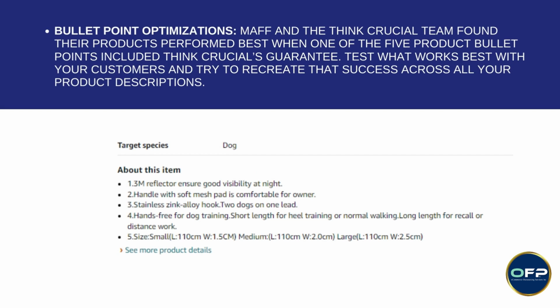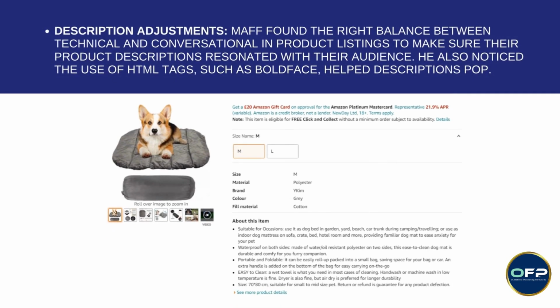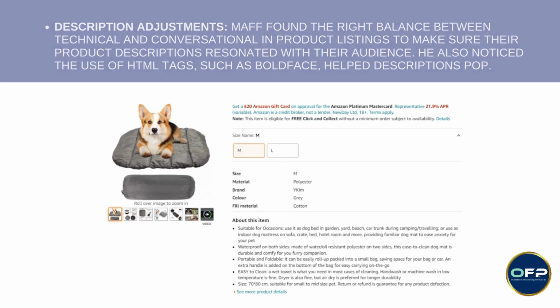Bullet point optimizations. Math and the Think Crucial team found their products performed best when one of the 5 product bullet points included Think Crucial's guarantee. Test what works best with your customers and try to recreate that success across all your product descriptions. Description adjustments. Math found the right balance between technical and conversational in product listings to make sure their product descriptions resonated with their audience. He also noticed the use of HTML tags, such as boldface, helped descriptions pop.